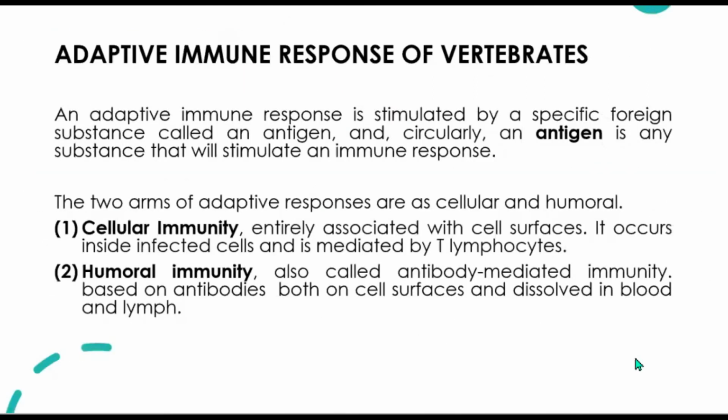Moving on to the adaptive immune response of vertebrates. There are two: cellular and humoral. The adaptive immune response, for starters, is stimulated by a specific foreign substance called an antigen, and an antigen is a substance that will stimulate an immune response. The special system of non-self recognition possessed by vertebrates results in increased resistance to specific foreign substances or invaders on repeated exposures.